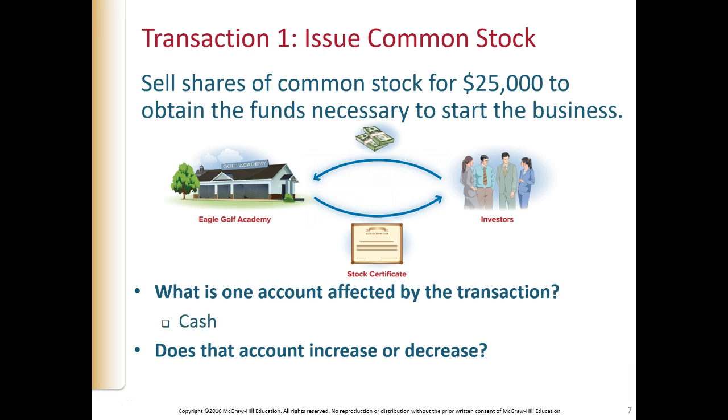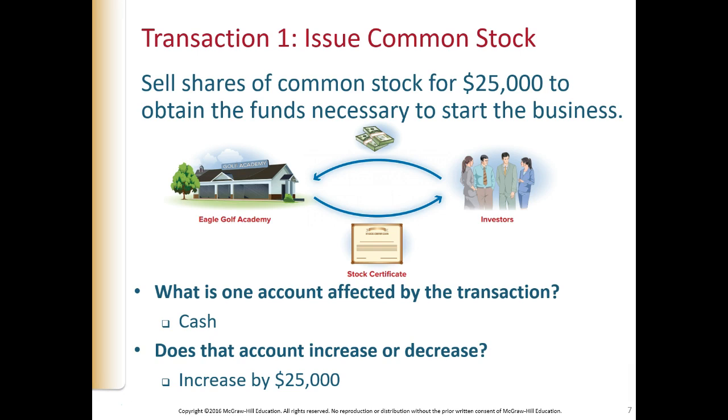Of course, cash is affected. It's coming in the door and is increasing. All these transactions we're going to deal with throughout the course will always be through the eyes of the business. So even though the stockholders are giving cash to the business and their cash is decreasing, we are not worried about that transaction. We are worried about the transaction from the viewpoint of the corporation. So from the corporation's viewpoint, cash is coming in the door, so we're going to increase cash by $25,000.